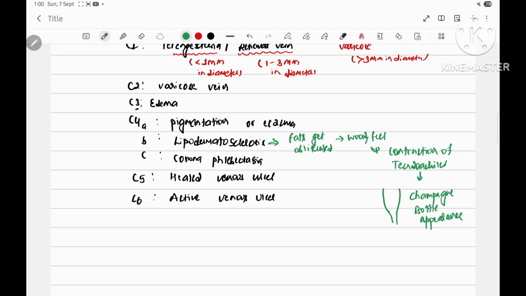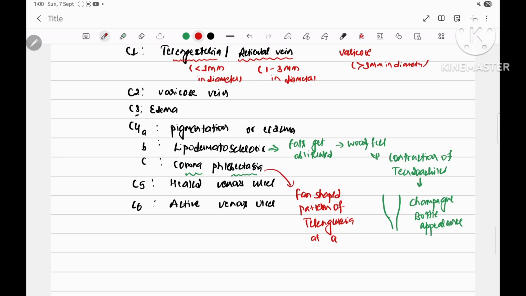And this corona phlebectasia means that it is a fan-shaped pattern of telangiectasia. It is also a telangiectasia, but it is a fan-shaped pattern. Where? At the ankle or foot.